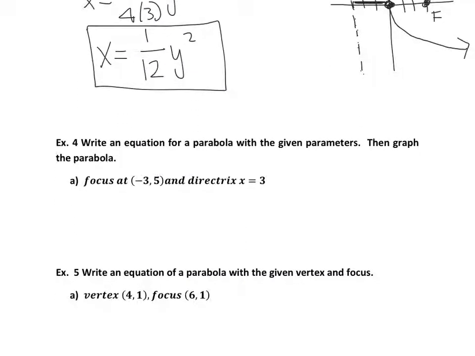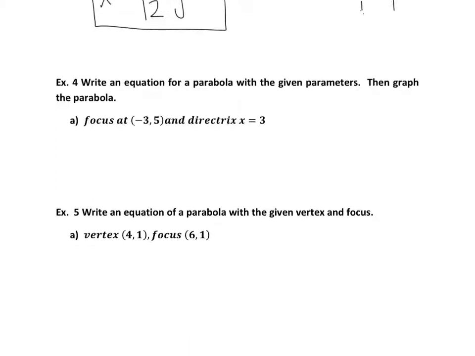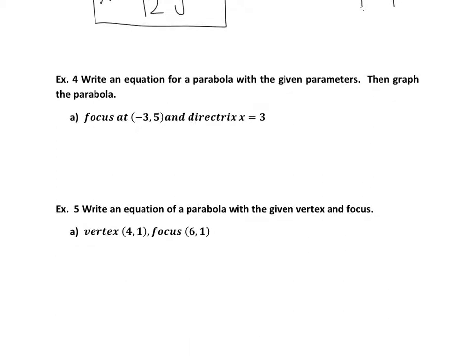Down to the next example where it says write an equation for a parabola with the given parameters, then graph it. So first off, I'm going to graph it first because that helps me write the equation. So I'm going to come over here and I'm going to sketch a rough graph. My focus is at -3, 5. So here's my focus. My directrix is at x equals 3. So that is a line just along x equals 3.